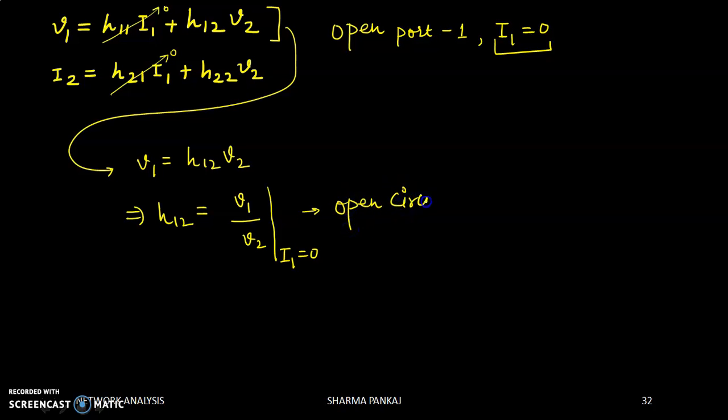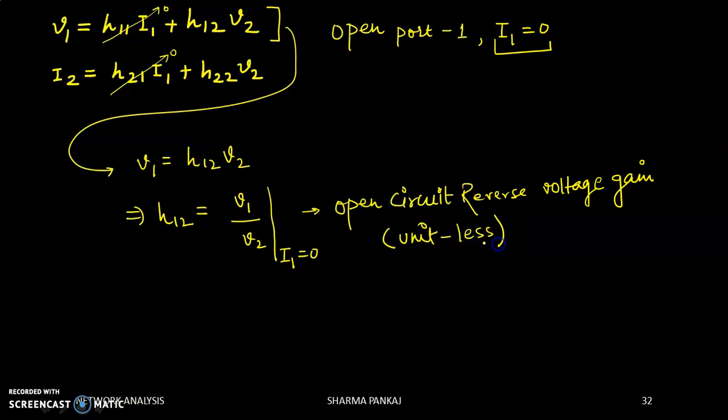Why reverse? Because the ratio is reverse. It is not V2 upon V1, it is V1 upon V2. So it is reverse voltage gain. And it will be unitless. Voltage upon voltage means no unit.